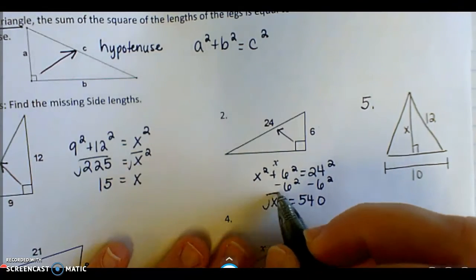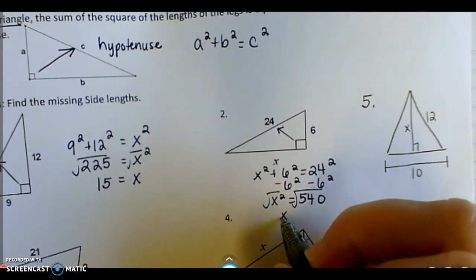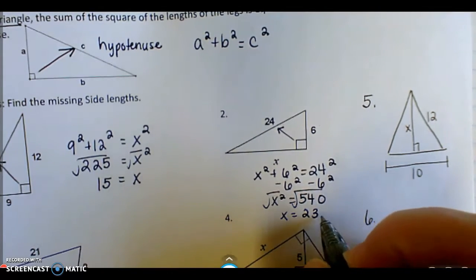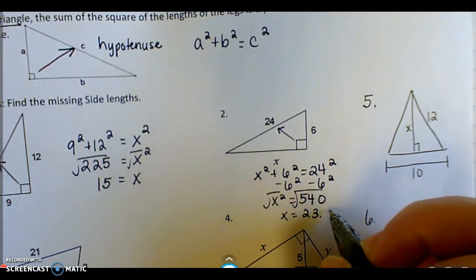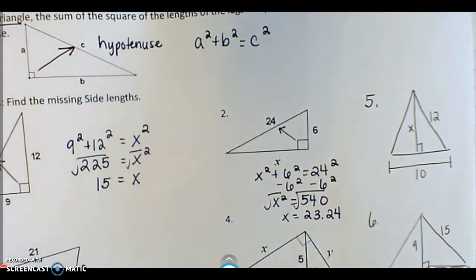So then to solve, you're going to take the square root on both sides. So we do square root of 540. And we're just going to leave our answers in decimals for now. So we get 23 point, and let's do it to 2 places. The 3 would round up, so 23.24.